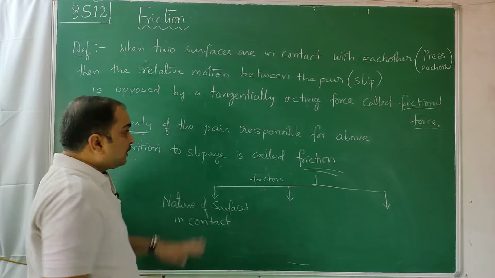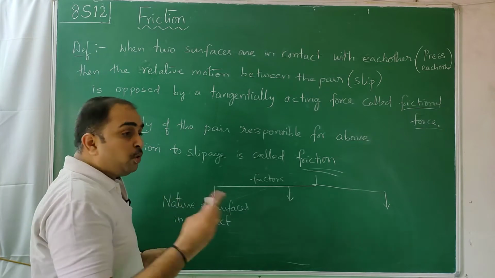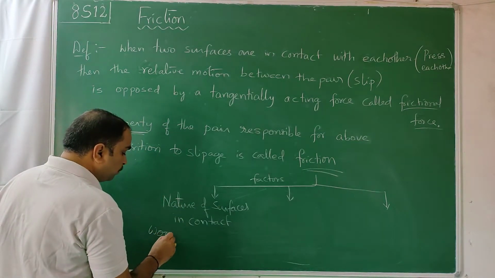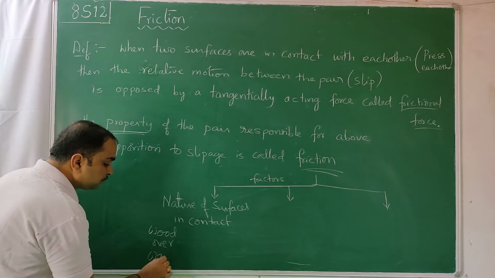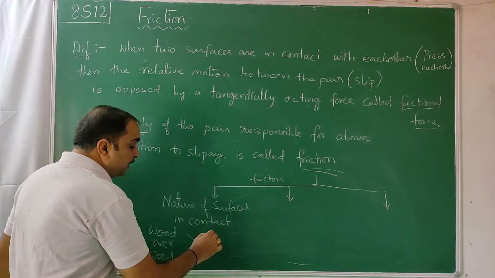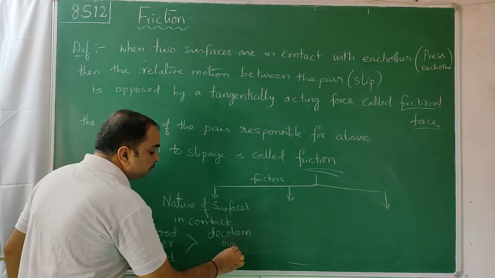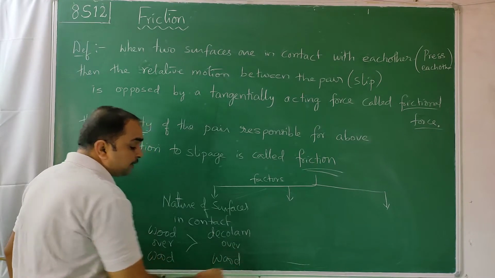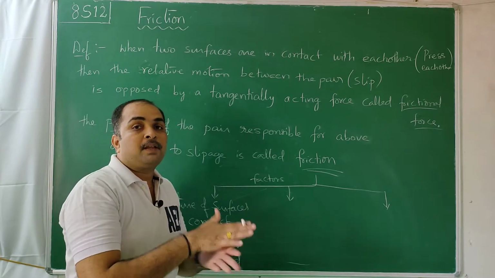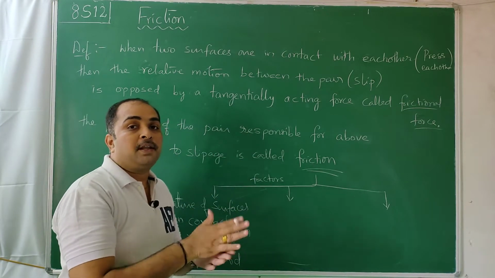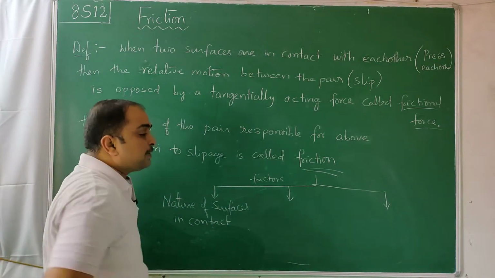In a simple way, ceramic is smooth, whereas wood is rough. Wood over wood has more friction than ceramic over ceramic. Then ceramic over wood. Similarly, concrete under a rubber tire will have less friction, while sand under a rubber tire will have more friction. In the pair, if you change any one of them, friction changes. So, nature of surfaces in contact.